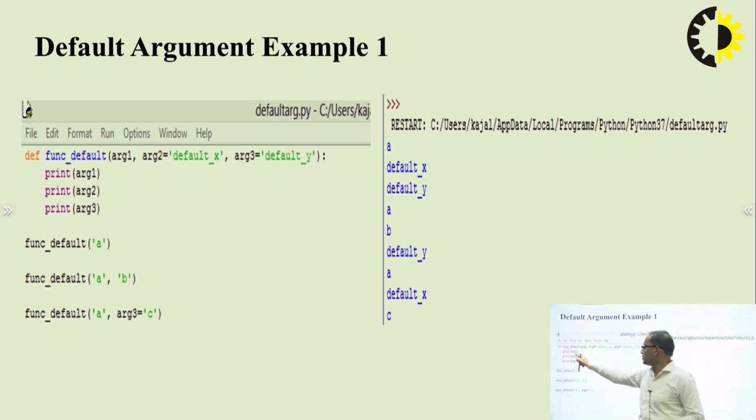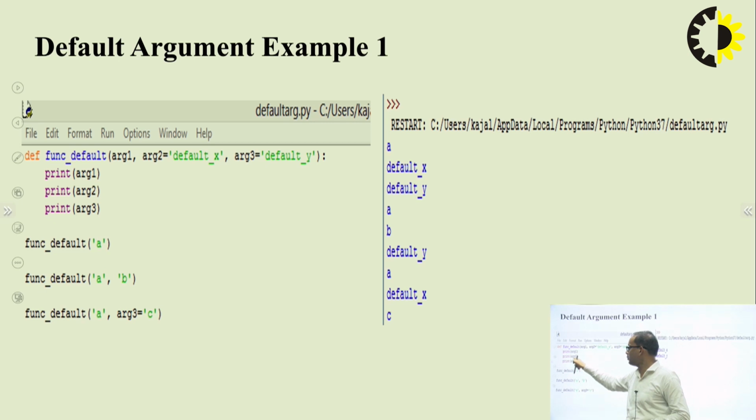Now see this statement: print argument 1, print argument 2, print argument 3. This is the simple print statement. Now this statement is the function call, and here I am passing one parameter, a. So at this statement, what happens? When this function is called, program control will go over here, and these statements written inside this function will be executed.